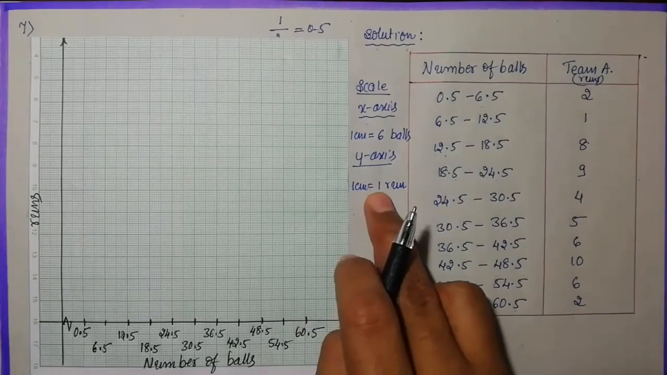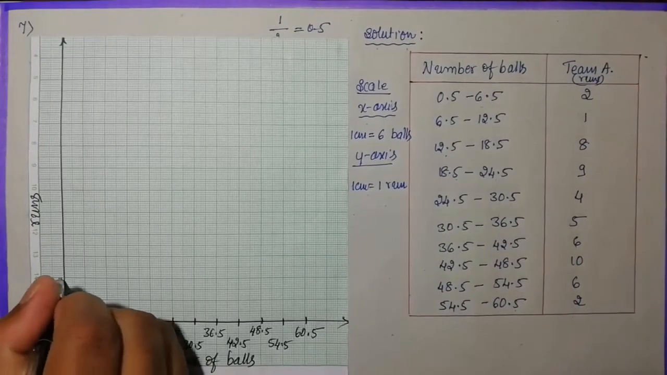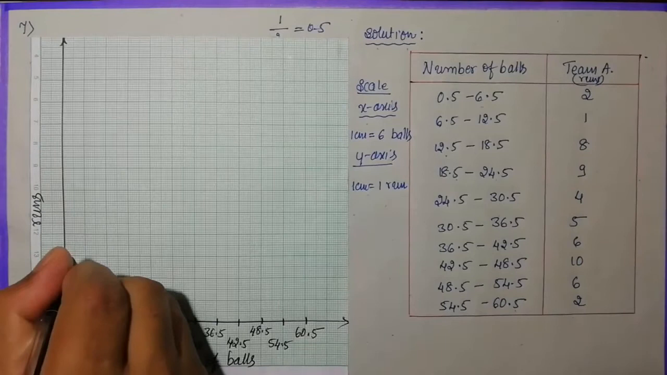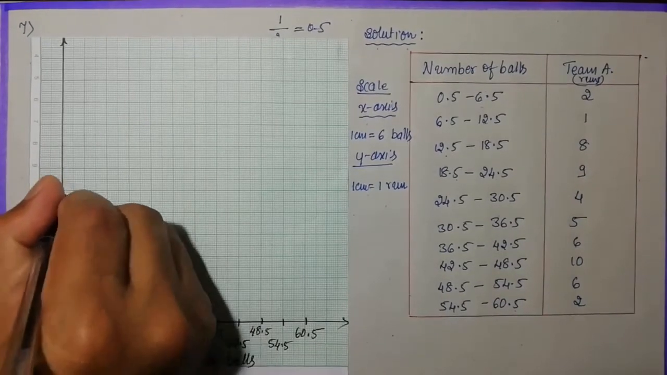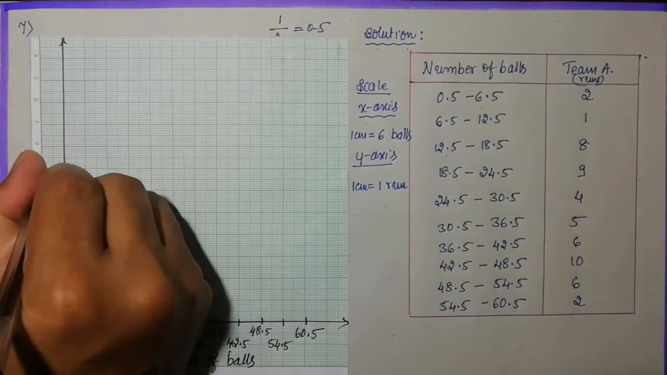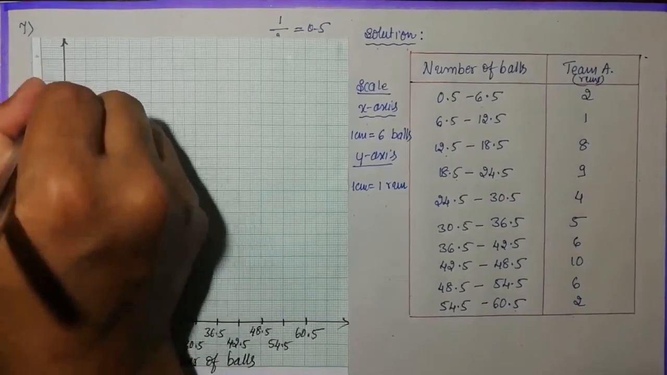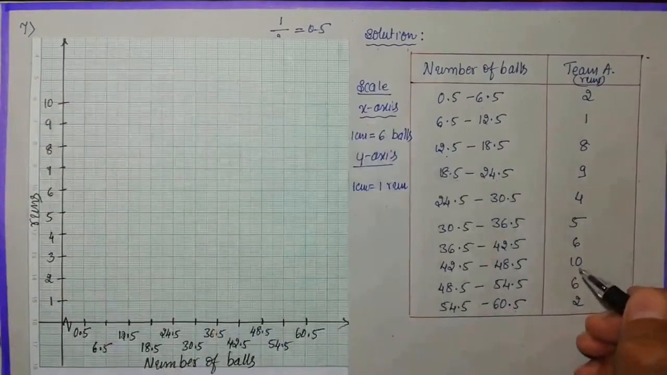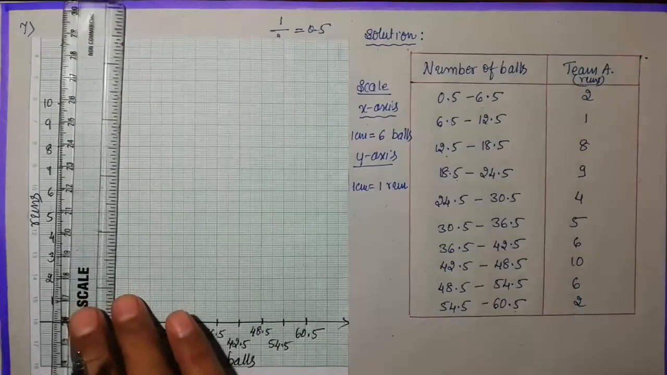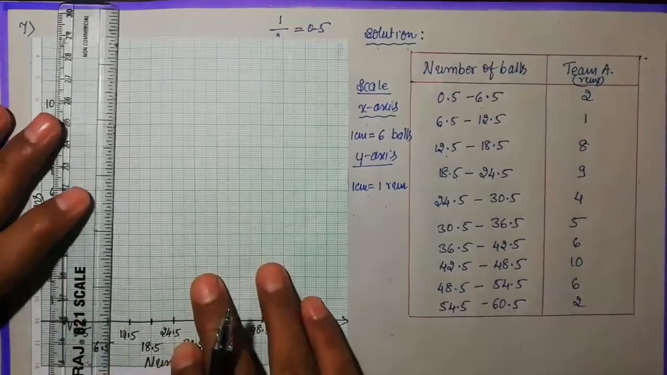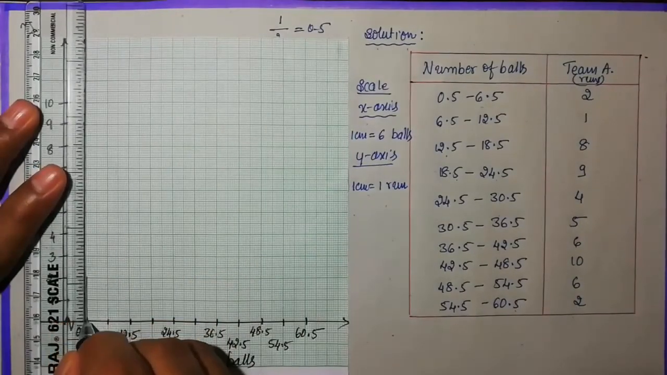Okay, next thing is on the y-axis. So now 1 centimeter is equal to 1 run, meaning you need to write like this: 1, 2, 3, 4, 5 and so on. This is 4, this is 5, this is 6, this one is 7, this one is 8, this one is 9, and this is 10. I think it will be enough because the highest number is 10. And the remaining thing is you just need to draw the rectangular bars. So for the first one it is 2, so you need to draw up to here.